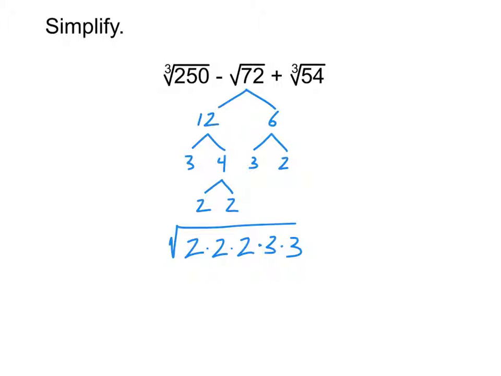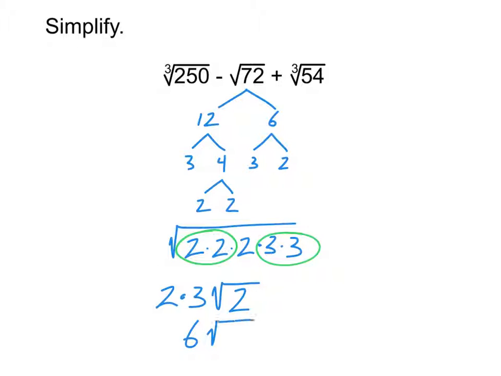This is where we go and we start circling pairs. And so I have a pair of 2's here, which means that I can pull a 2 outside of the square root, because the square root of 2 times 2 is 2. And I can also circle a pair of 3's here, so again I can also pull out that pair. So it's going to end up being 2 times 3 on the outside. Inside is whatever was not circled, so I still have that 2 inside. And so 2 times 3 is 6, of course, so it ends up being 6 root 2.